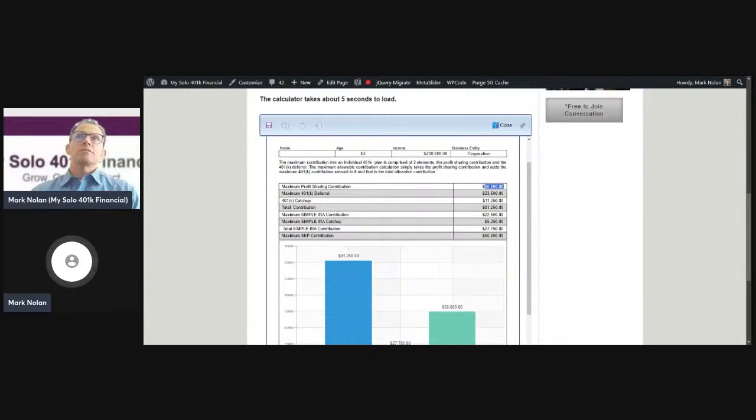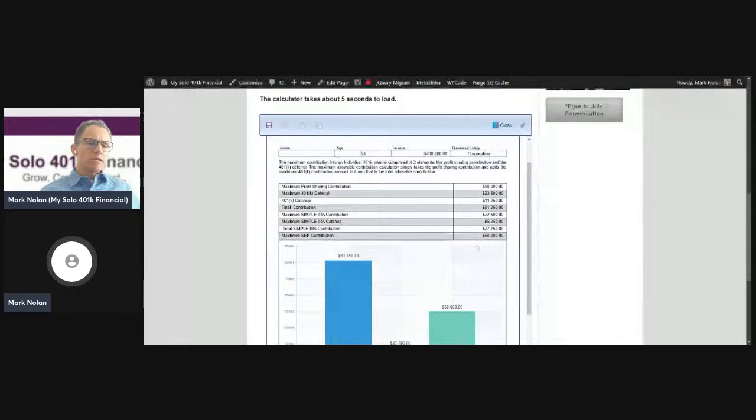So if we add 50,000 of employer Roth solo 401k contributions plus 23,500 of employee Roth solo 401k contributions plus $7,750 of catch-up contributions, you can contribute a total of $81,250 in Roth contributions. So that's a good illustration there of maximizing Roth contributions, both employee and employer.